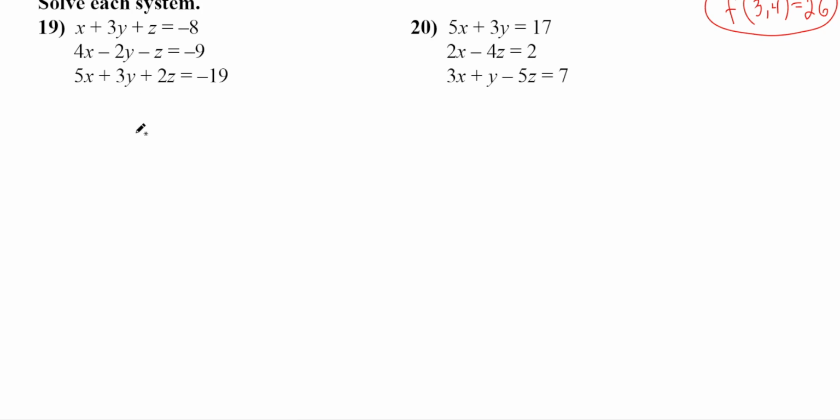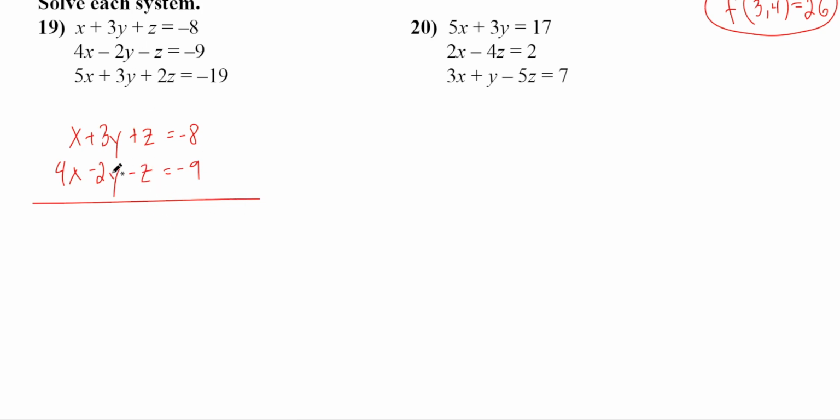Let's see. Elimination, I think, is what we want to do here. What's the easiest thing to eliminate? The first and the second one, right? And eliminate the z's. So that's what I would do. So let's write it down. x plus 3y plus z equals negative 8. And then 4x minus 2y minus z equals negative 9. You might have been able to just do this part in your head, but I'm going to write everything down.